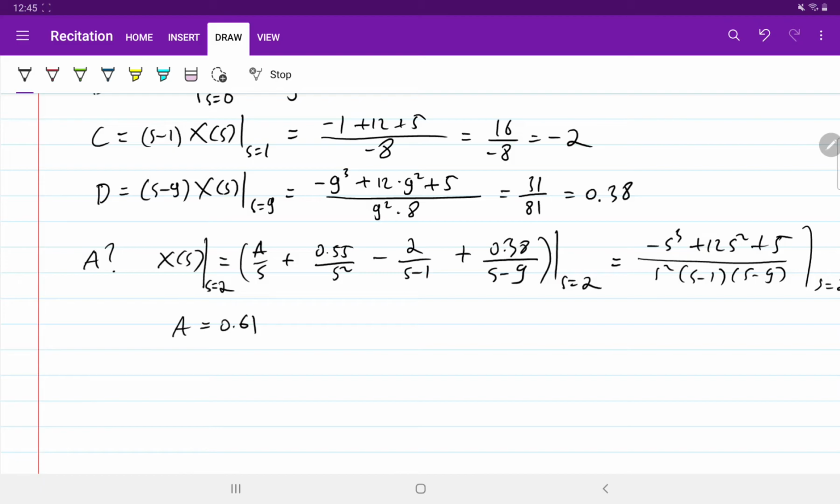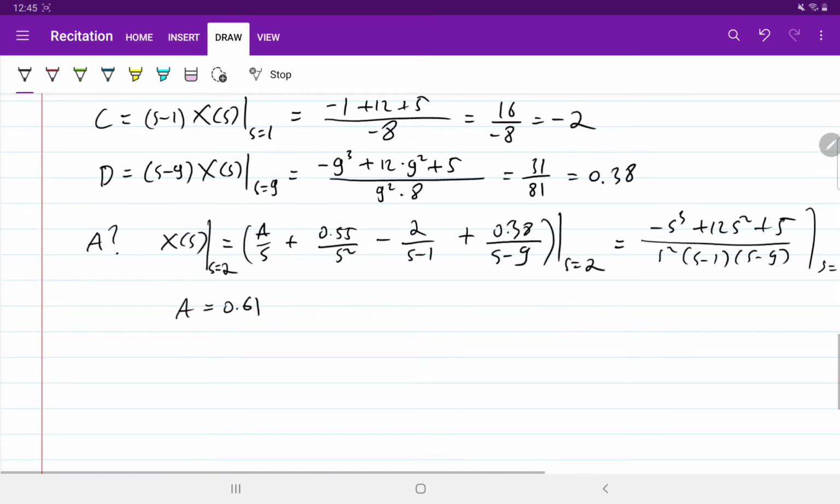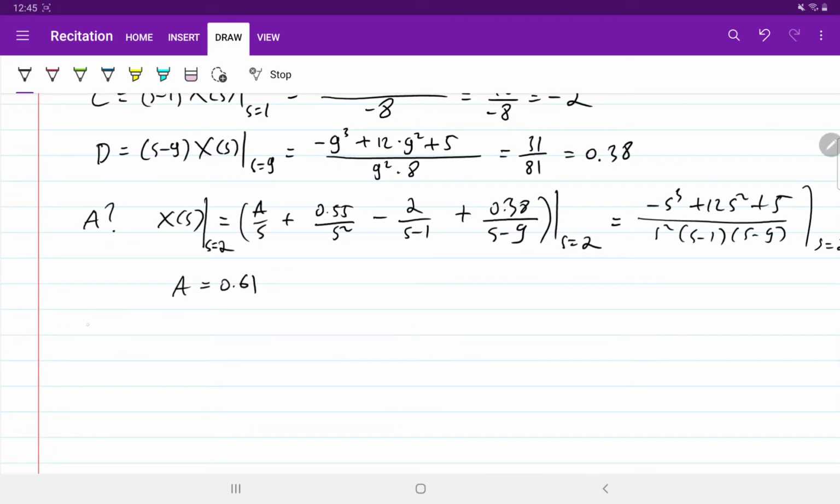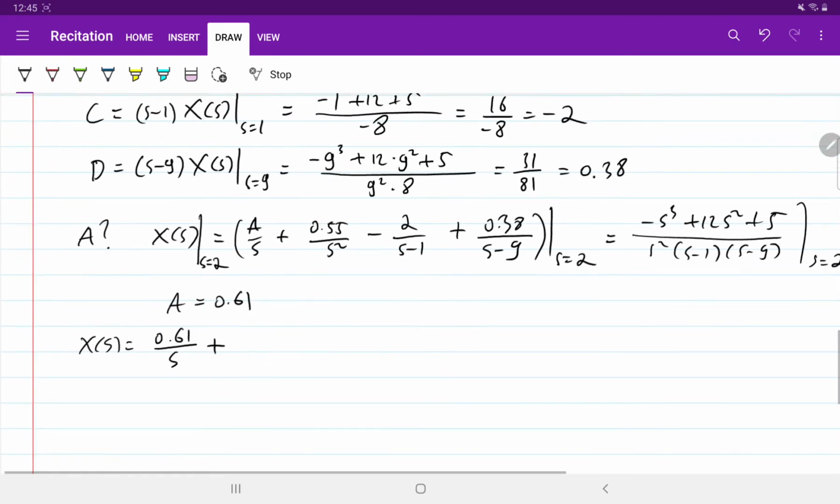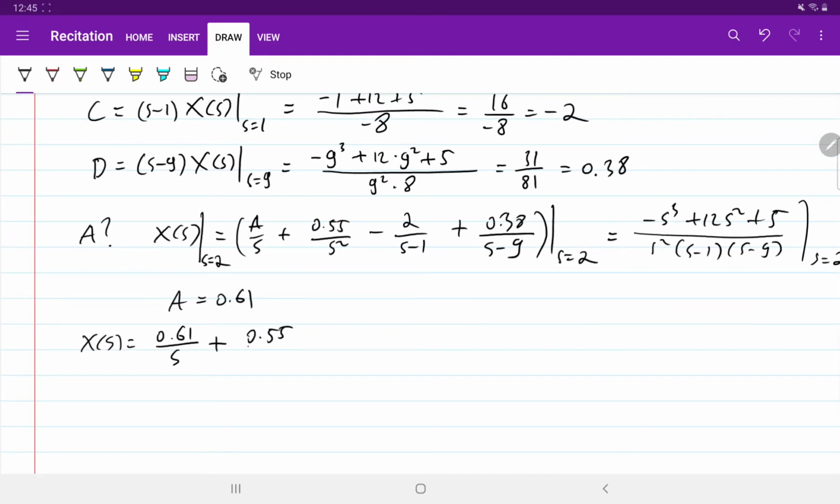Okay, from that we get X(s) is 0.61 over s plus 0.55 over s squared minus 2 over s minus 1 plus 0.38 over s minus 9.